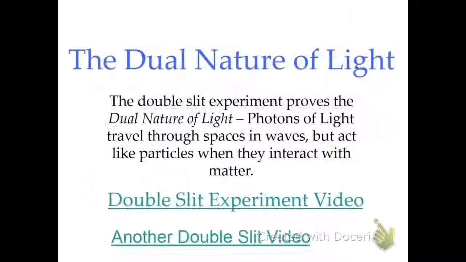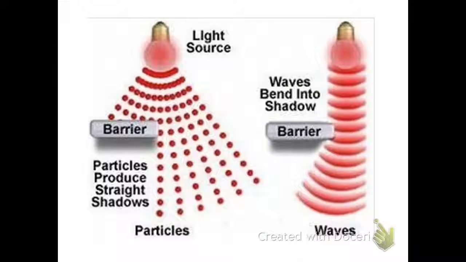They're inverse. Photons of light have a dual nature that is very interesting and complex. They travel through space like waves, which I talked about in our last lesson, but they also act like particles when they interact with matter. I'm going to show some videos in class that help to understand this concept. For example, particles would produce straight shadows when they hit a barrier, but waves would bend around a barrier, and light does just that.